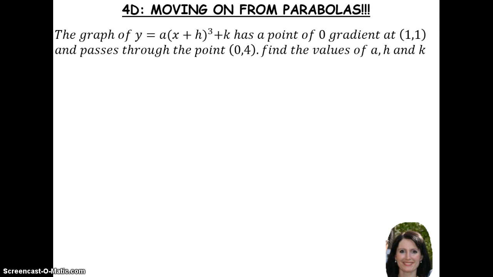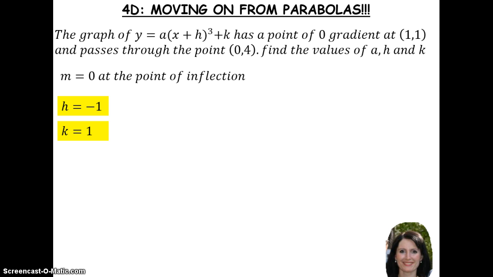Moving on, we have a graph of a(x + h)³ + k, and it has a point of 0 gradient at (-1, 1) and passes through the point (0, 4). We want to find the values of a, h and k. First of all, we know that the gradient equals 0 at the point of inflection. So that gives us 2 pieces of information. First of all, that h is 1 and k is 1, because those 2 values make up our point of inflection. So far, we've got y = a(x + 1)³ + 1.